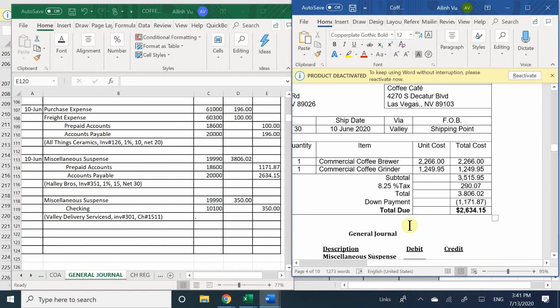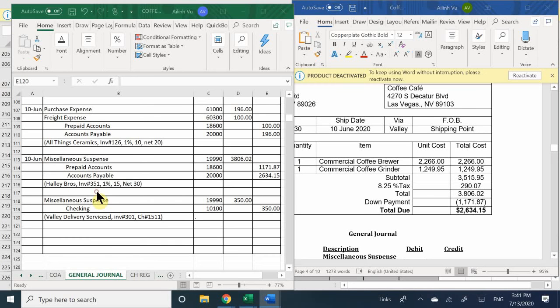Here we have also included tax. We need to divide the tax out of this. So we need to multiply it by 8.25%. And what do we get? $2,266 times 1.0825 should give us a total of $242.95. So I'm going to go ahead and put this in my journal right now.